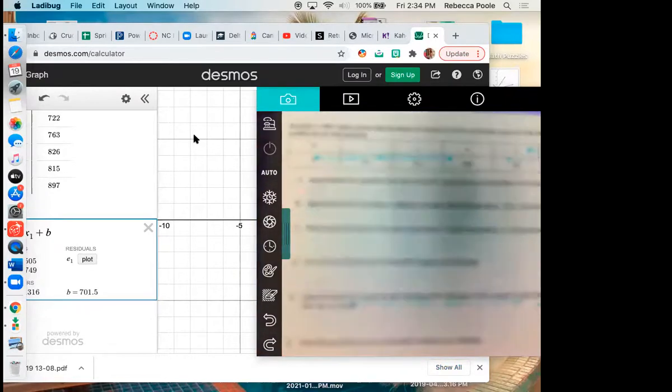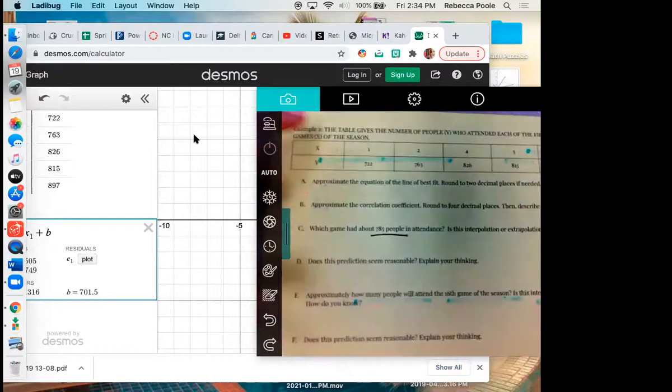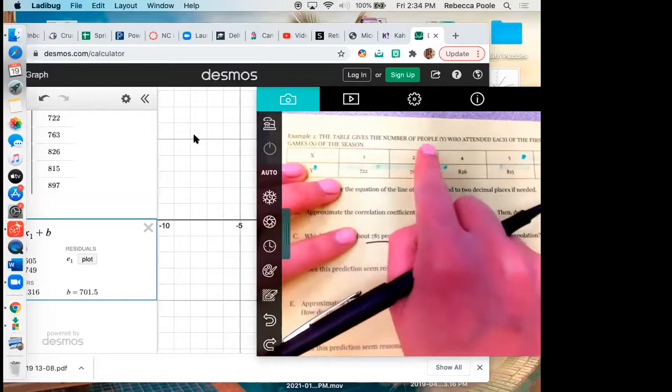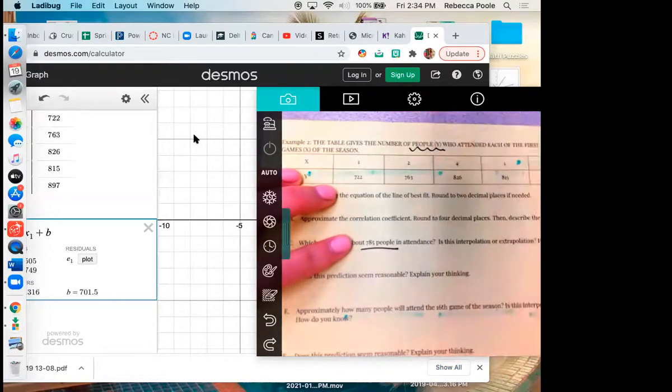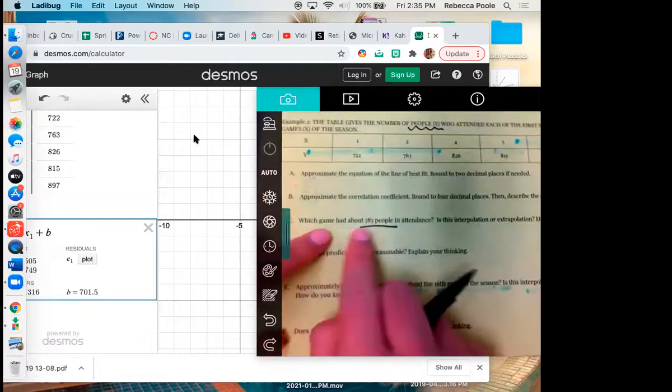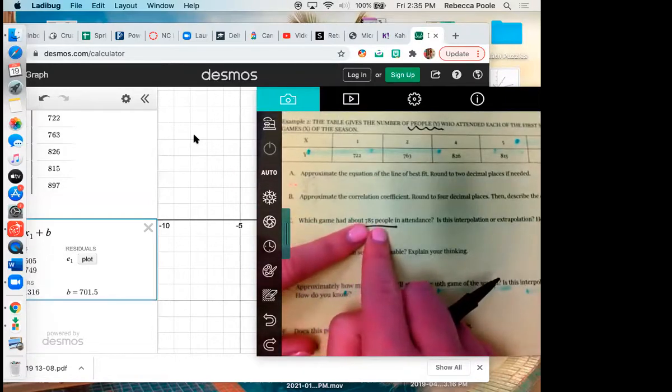All right, look at part C. Which game has 785 people in attendance? If you read the question at the very top, the title, it says the table gives the number of people, Y. So I'm telling you Y stands for the number of people. Y is the number of people. So everybody look. When they ask you which game has 785 people, did I give you the X or the Y?